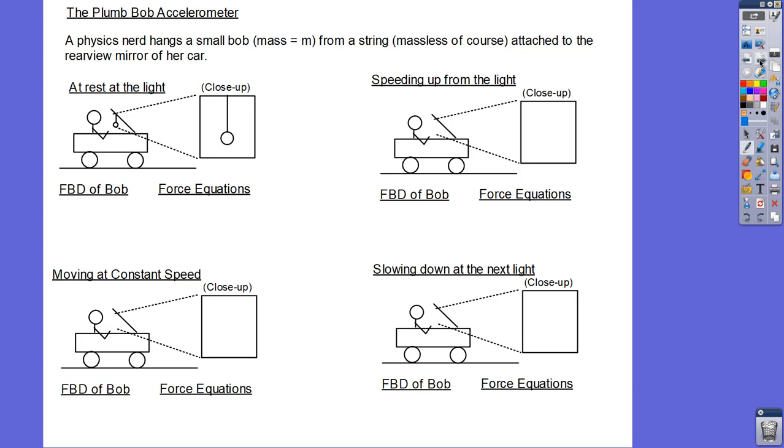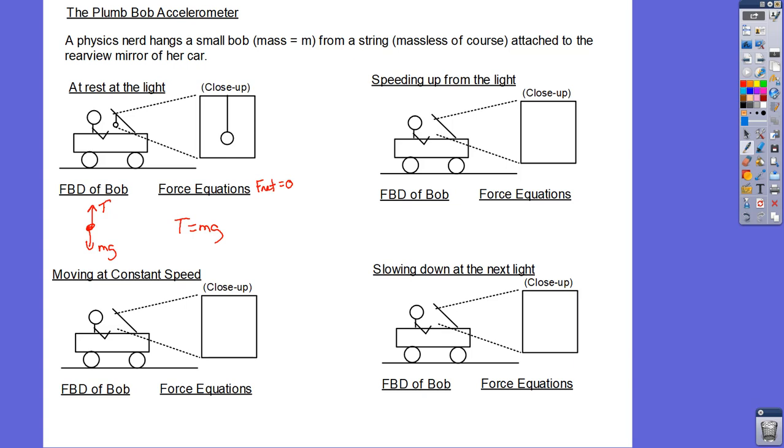So this is a close-up of the bob that's hanging from the rear view mirror. So if you're just at rest at the light, and we're drawing that, you'd have mg down and a tension force up. And then the force equations: we know that F net equals 0 because we're at rest. And so we know that T is equal to mg. So that's the equation that we're looking at.